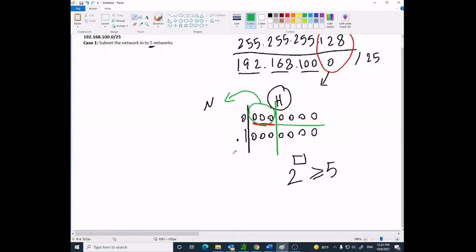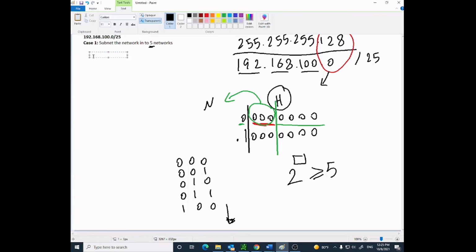Now, remember, I'm borrowing those 3 bits, so all my work is going to be done with those 3 bits. But this one is still going to be there, and those are still going to be there. But I'm going to be playing with those 3 bits. So all the possibilities that I can have, let me state them here. It's going to be 0, 0, 0, 0, 0, 1, 0, 1, 0, 0, 1, 1, and then 1, 0, 0. Of course, I can continue with the other networks, but I just need 5, so I'm going to stick with those. So let's start typing those networks in this area here.